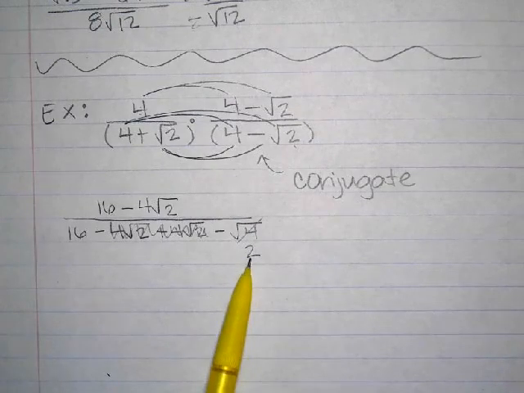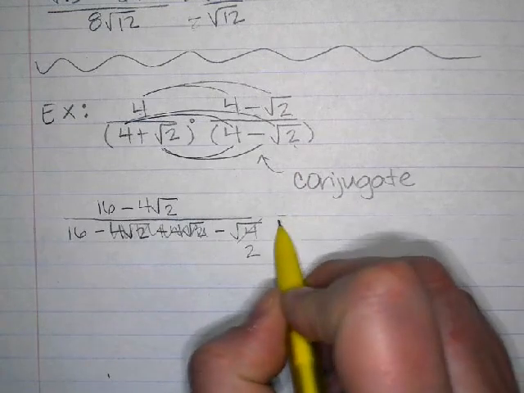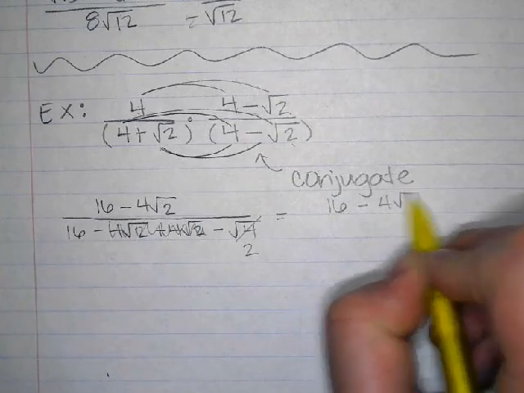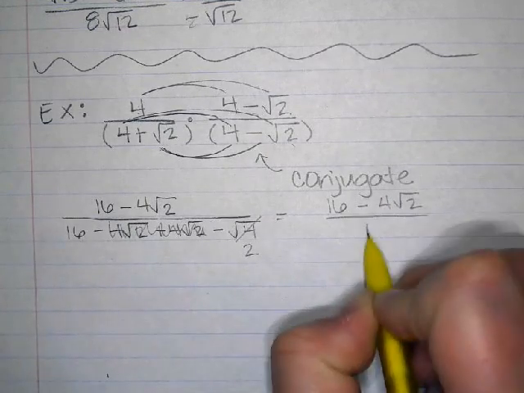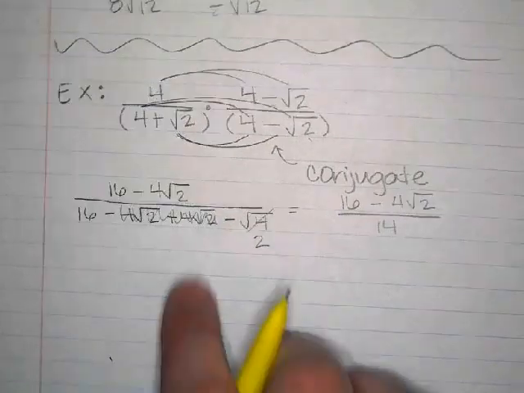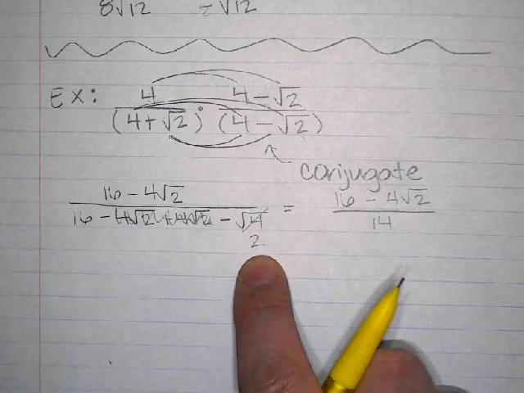16 minus 2 is 14. So on the top, we have 16 minus 4 root 2. On the bottom, we have 14. So we used the conjugate to intentionally get the radical to cancel out and get a whole number here. That's what the conjugate did. We intentionally did all of that.